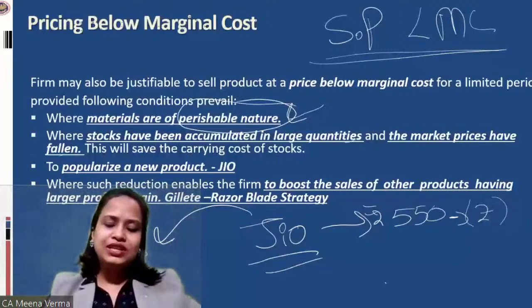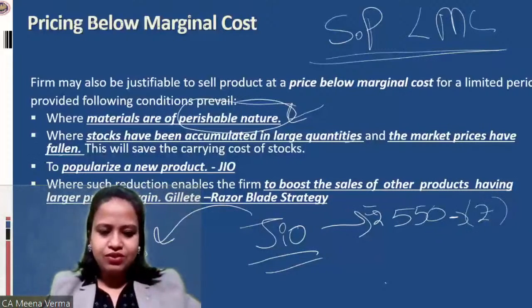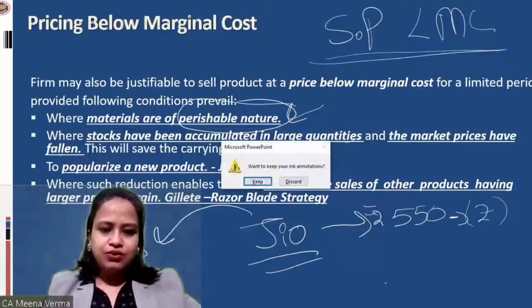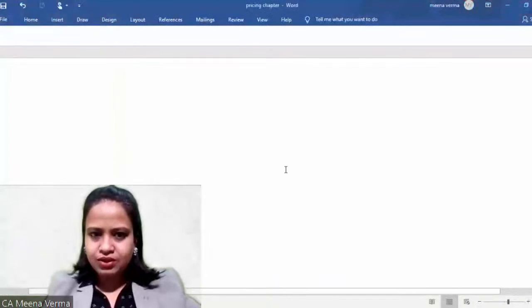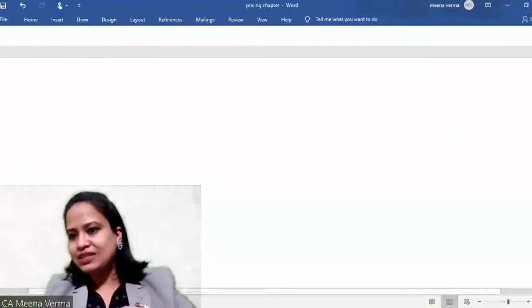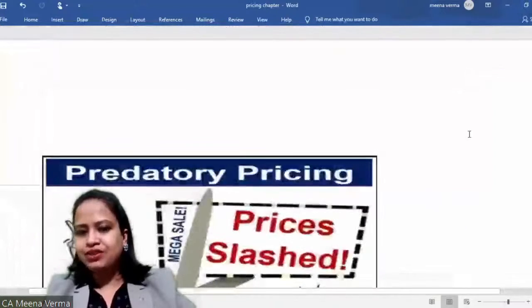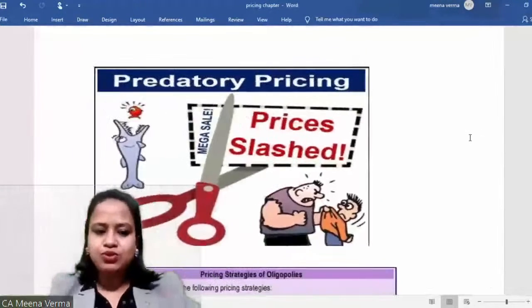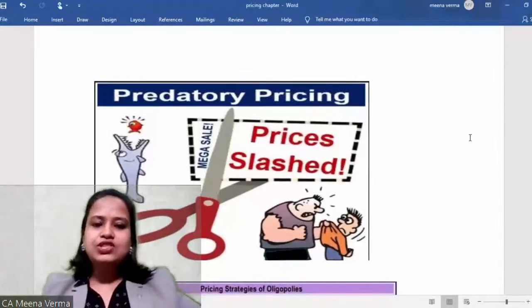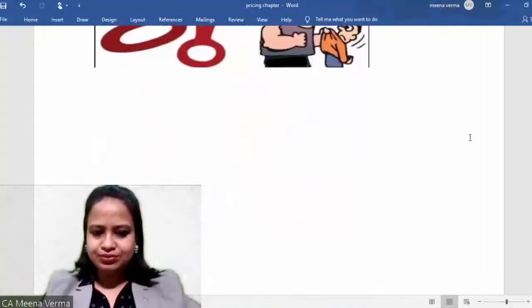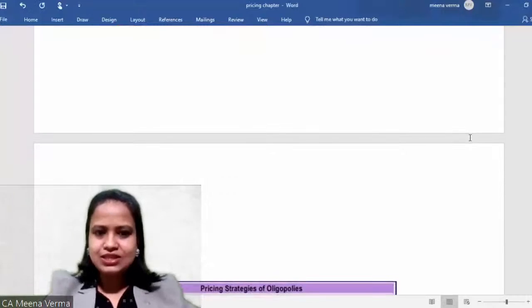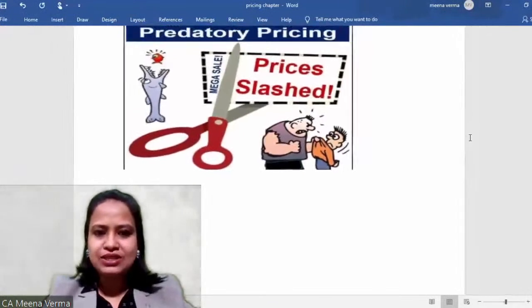Now here I want to teach you one more topic, and then we will relate that. At this place, I want to teach you one more topic which is related to predatory pricing. I want to explain this topic to all of you. When Jio was first introduced in the market, what actually happened? This is a very good example of predatory pricing.